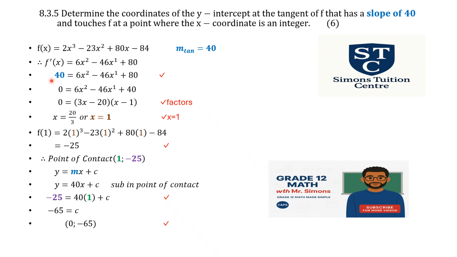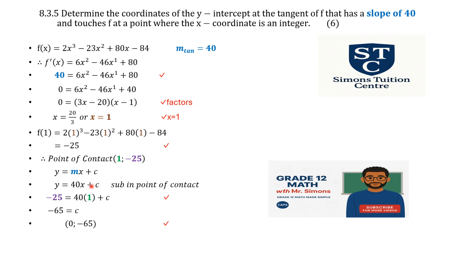1 mark for making the first derivative equal to 40, 1 mark for factors, and 1 mark for choosing x equal to 1. 20 over 3 is not an integer but a rational number. Right, so if I substitute back in the original equation, I have 2 times 1 cubed minus 23 times 1 squared plus 80 times 1 minus 84. If we simplify, that becomes negative 25. So my point of contact, x is 1 and y is negative 25.